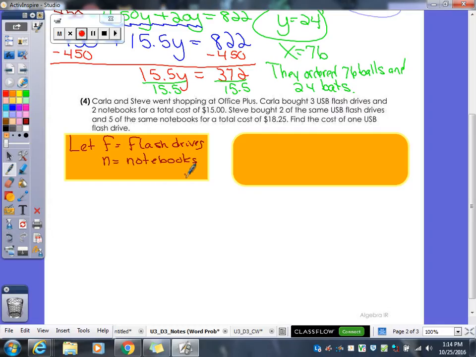And now I have to do my two equations. Now this is not money in total because it's all money. I have 3 flash drives and 2 notebooks for $15. So 3 flash drives and 2 notebooks cost 15 bucks. Steve bought 2 flash drives and 5 notebooks, and he spent $18.25. I'm sorry, Miles, what? Oh, yeah, sorry, thank you. There should be 3 flash drives.